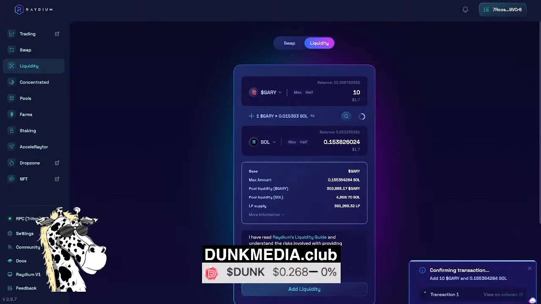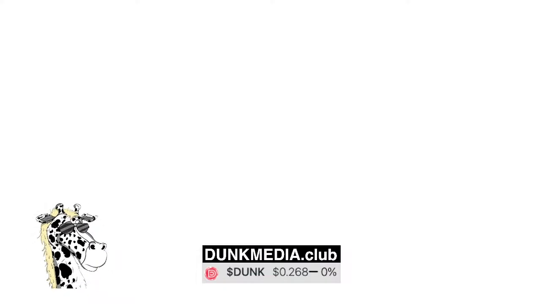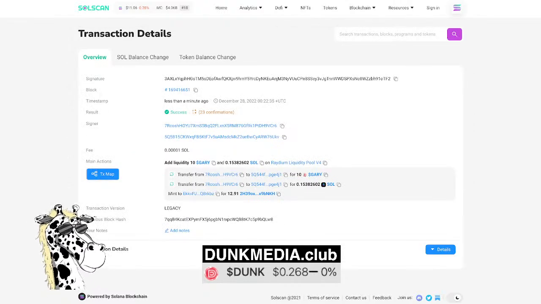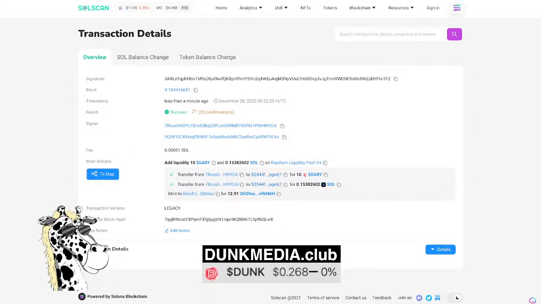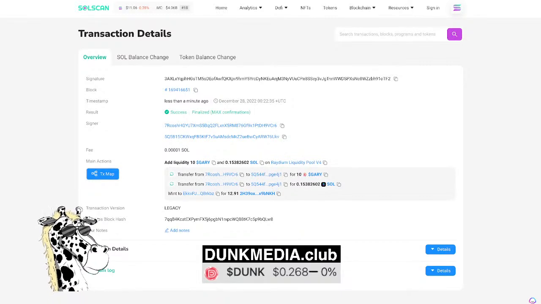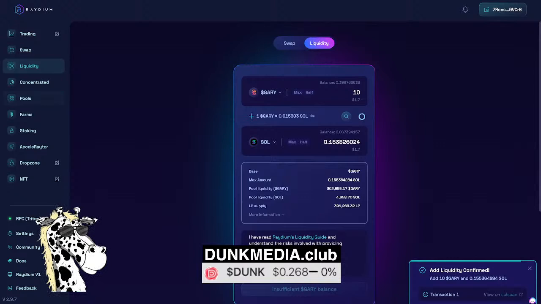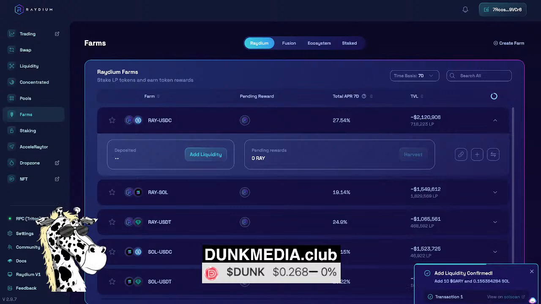And I'll bring up the SOL scan so you can see it. It's just taking a minute to load. Okay, so now it's successful. It's confirming 23 confirmations, and you can see I sent 10 Gary as well as the Solana, and I'm going to get these tokens back. Now if I look in my wallet, which again, I apologize that I can't get that to pop up, it shows the unknown. But now I'm going to go back to Raydium, click farms in the left column, and go back to ecosystem.